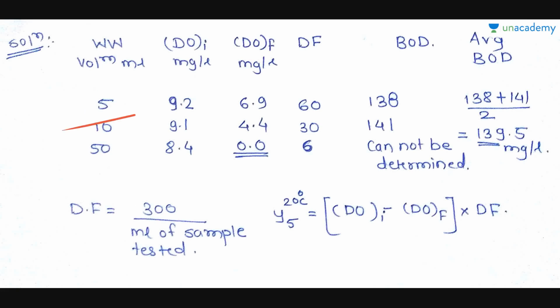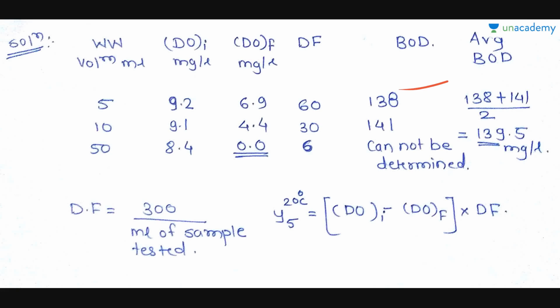300 divided by 10 will give you 30, and 300 divided by 50 will give you 6, right? And then BOD values we can easily find out by this formula, that is DO initial minus DO final into dilution factor. First, DO initial is 9.2 minus DO final is 6.9 into dilution factor 60. If we calculate, we'll get our BOD as 138 mg per liter, right?